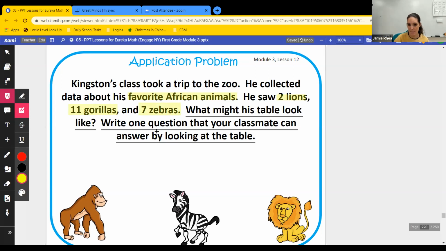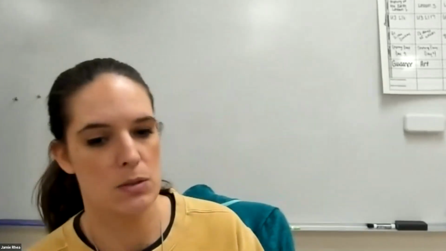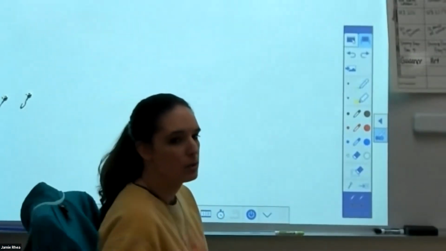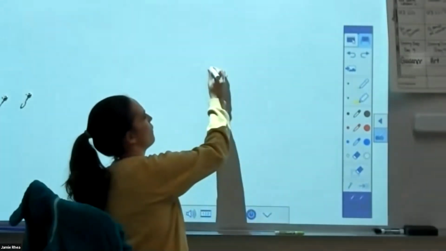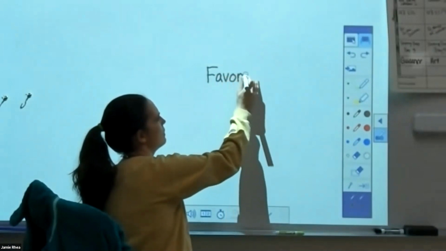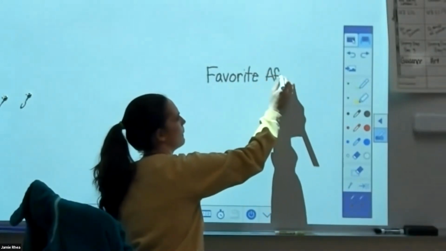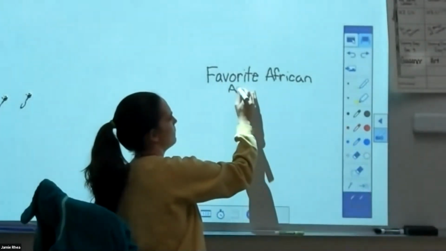I'm going to stop sharing just for a second so you can see my board. I'll zoom in on my board a little bit better. Let's turn this back on. There we go. And we're going to draw a data table. Remember, I have to have a title. So favorite African animal. I'm going to run out of room, so I'm going to write it in here.